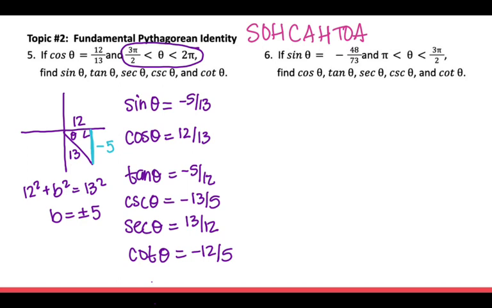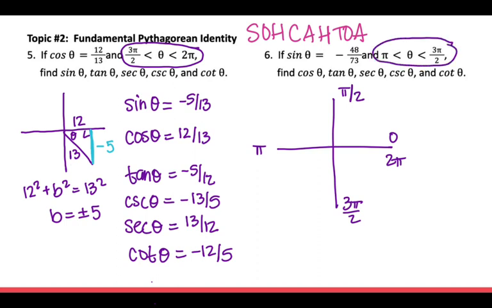Number 6 is the same. I'm not actually going to do all of number 6 because it is quite repetitive, but I will tell you where that triangle is. So when I draw my triangle, again, it's helpful if you label these angles. So I have 0, pi over 2, pi, 3 pi over 2, and 2 pi. And this tells me that my angle is in between pi and 3 pi over 2. So that means I'm going to draw my triangle in the 3rd quadrant.